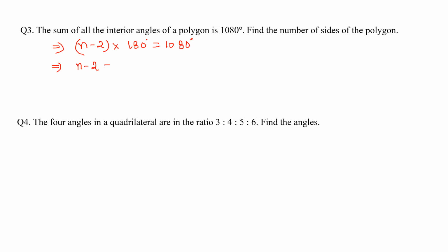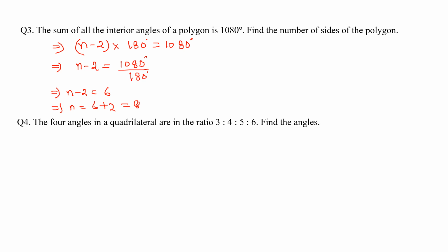So n minus 2 will be equal to 1080 degrees divided by 180 degrees. So you will get n minus 2 equal to 6. So n will be 6 plus 2, which is equal to 8. So the number of sides of the polygon is 8. So the polygon is an octagon. This was a simple question. Now we'll move to question number 4.